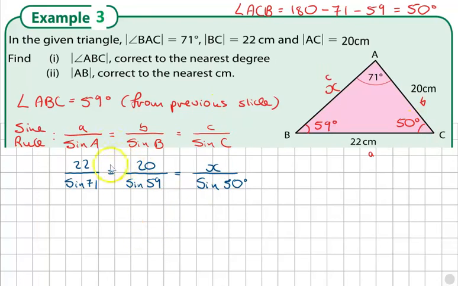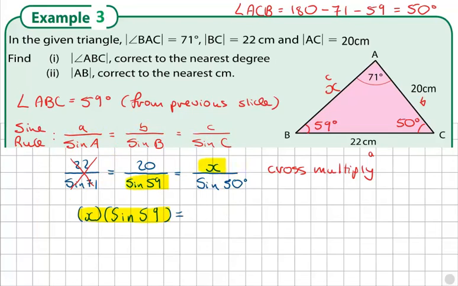Now at this stage we have information in every single fraction, so we can use whichever two ratios we want, but we have to make sure we use the one that has X in it. So that's the one that we're looking for, because we're looking for the side BA, which we labeled as X. So I'm just going to cross this one off, but it doesn't matter. I can use either these two, or I can use these two. So we cross multiply. X times sine 59 is equal to 20 times sine 50.